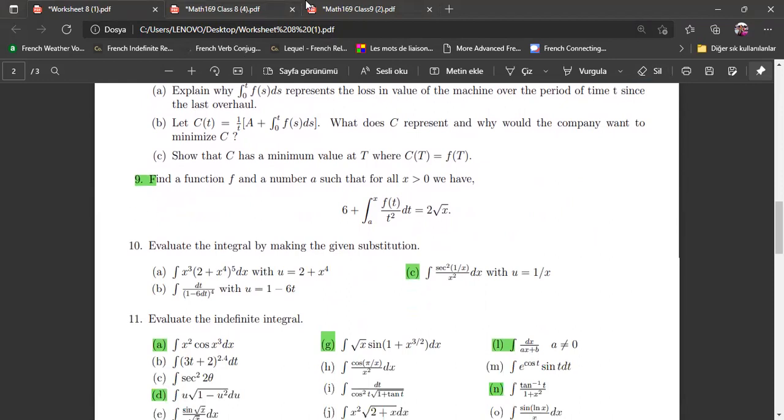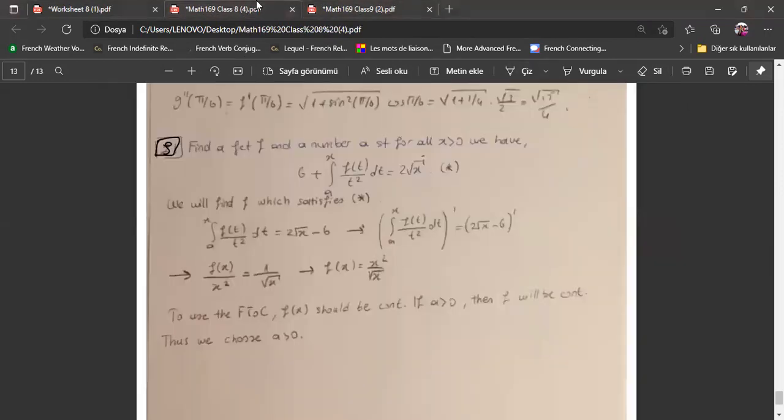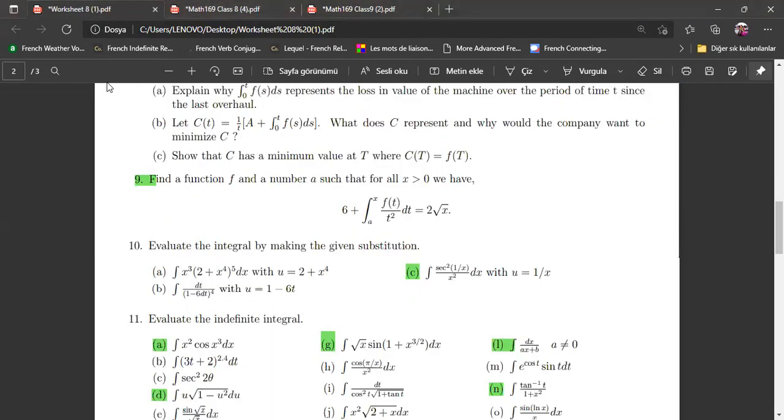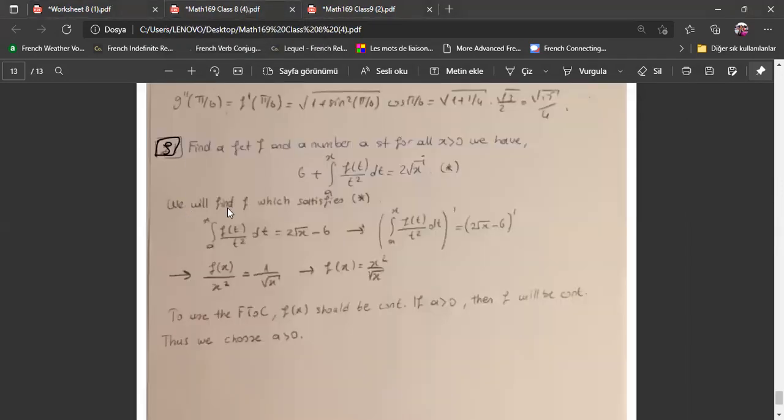Now this question 9. Here we have a function f. We will find that function f and the value of a, so that we have this equality. So we need to find that function f which satisfies this equality.